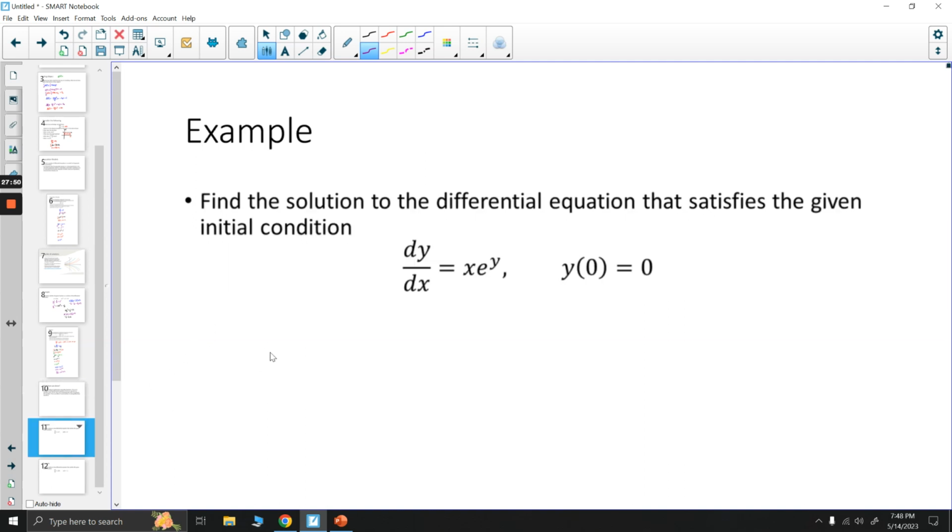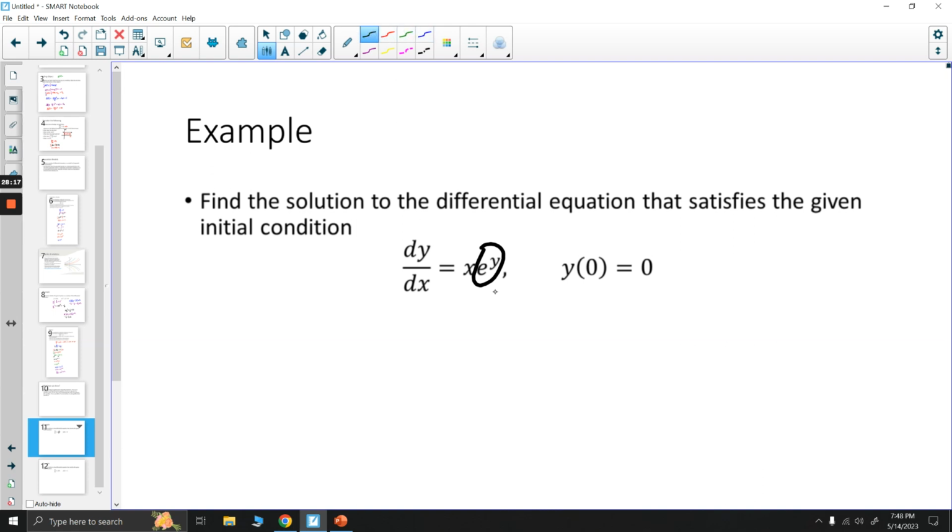Let's see an example of this. Find the solution to the differential equation that satisfies the given initial condition: dy/dx equals x e to the y. Basically, what we want to do is get our y's to one side and our x's to the other with that dx, keeping in mind that we want to be multiplying or dividing them so that they're being multiplied by the dy or dx, not being plus or minus.